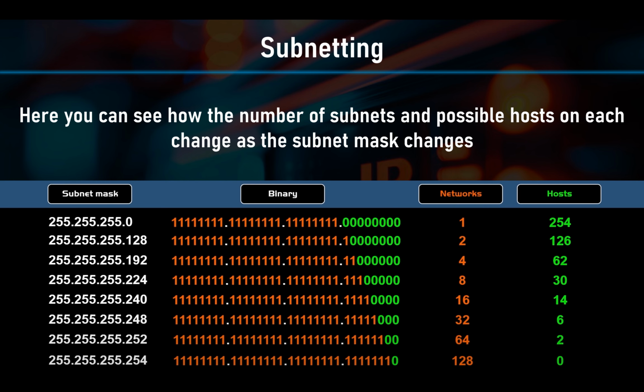Here we can see, if the subnet mask changes, what actually happens to the number of networks and number of hosts available. So if, for example, we have 0 here, that means there's only going to be one network.